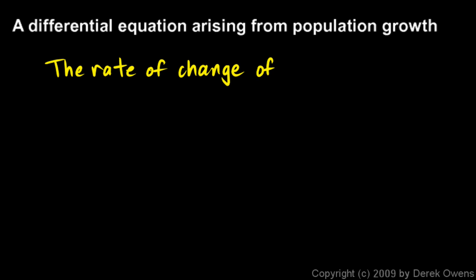And I'm going to write that down as a sentence here. The rate of change of P, and I'll use P for population. The rate of change of P is proportional to P. And that idea should make sense to you just based on your understanding of the real world.